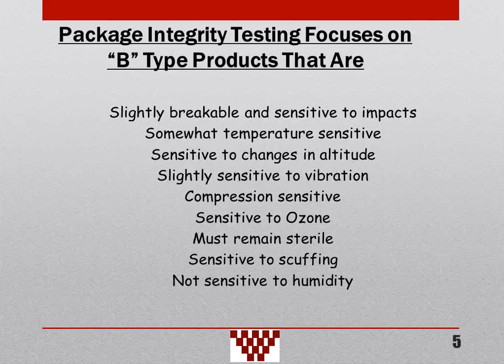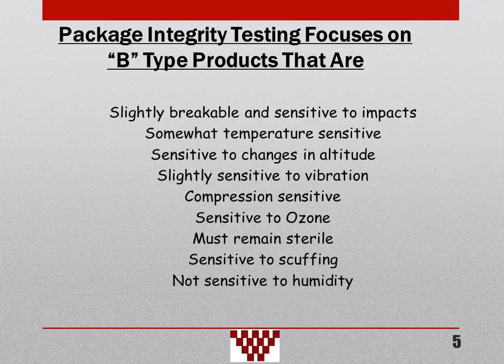So here are some characteristics of these kinds of products. I call them B-type products, but think of them as qualitatively analyzed product package systems in terms of impact sensitivity, temperature sensitivity, altitude, compression, ozone, sterility, those kinds of things. So there's a reasonably good list if you want to review that in the future. There's another way to think of it.